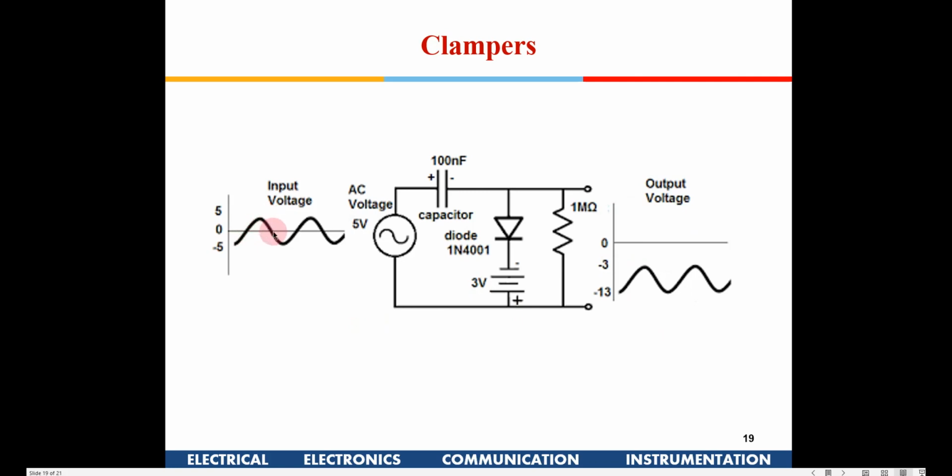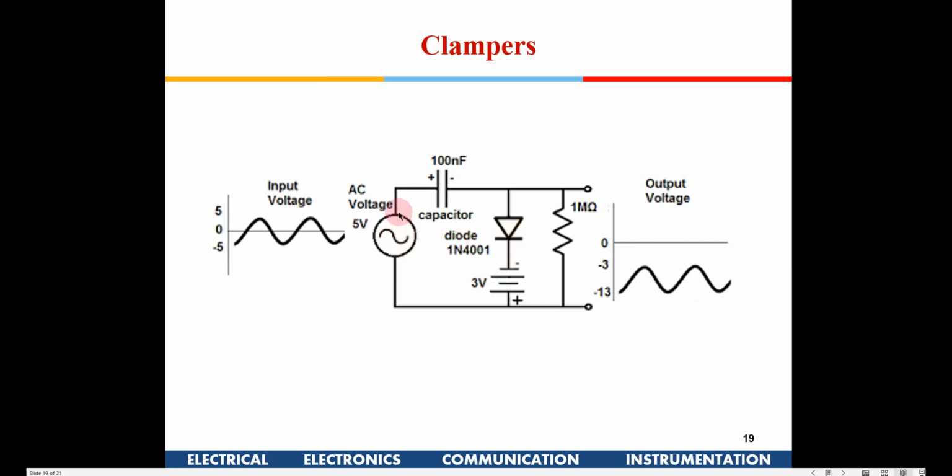So this is an input signal, minus 5 to plus 5, an AC signal. I have a capacitor, I have one diode, and I have a minus 3 volt source reverse biased with this diode. Now when the signal goes beyond 3 volts, this diode gets switched on. So there will be current flowing like this, because this is minus 3 volt, right?